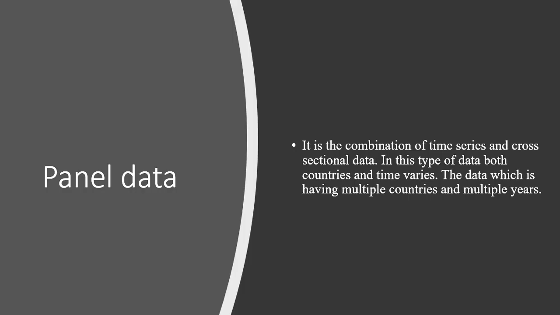And the next one is panel data. Basically, panel data is the combination of time series and cross-sectional data. In this type of data, both countries and time vary. The data which is having multiple countries and multiple years with multiple variables. You know, there are multiple banks, their income, their expenditure, their savings, their credit amount, and with multiple years. When we are discussing multiple variables with multiple years, now we are discussing panel data. So these are the major types of data. That is the end of our today lecture.